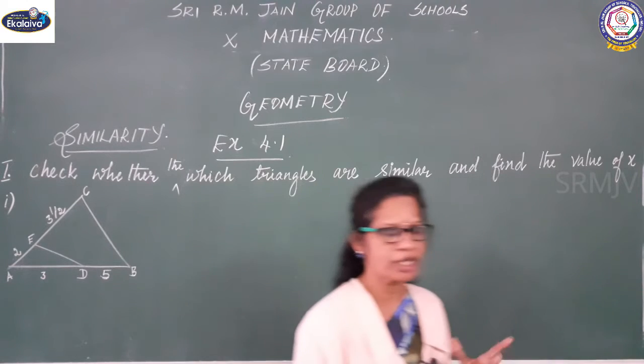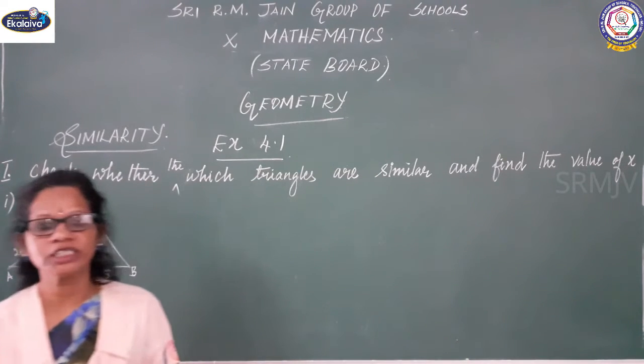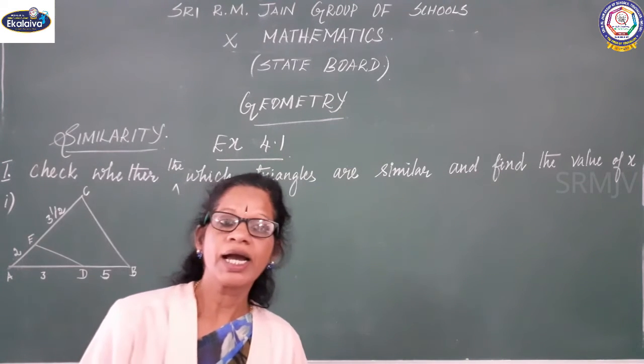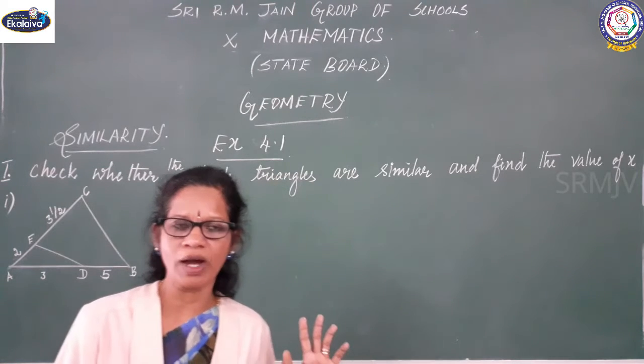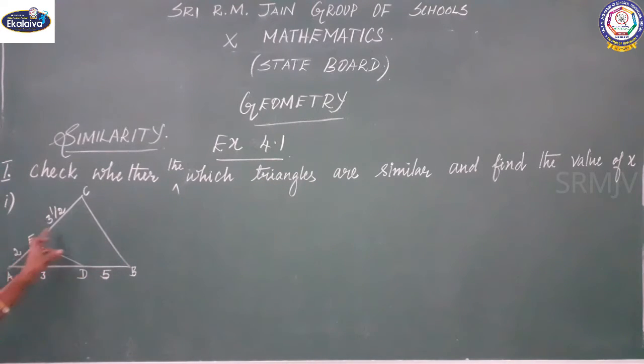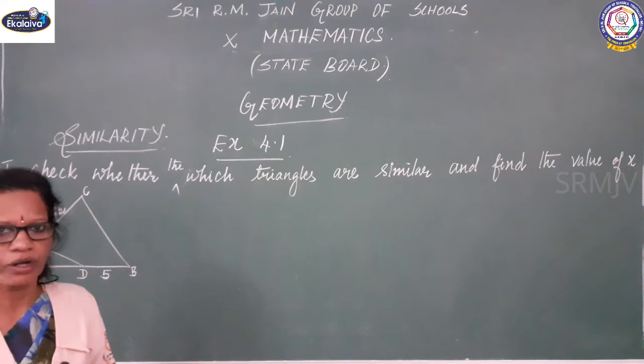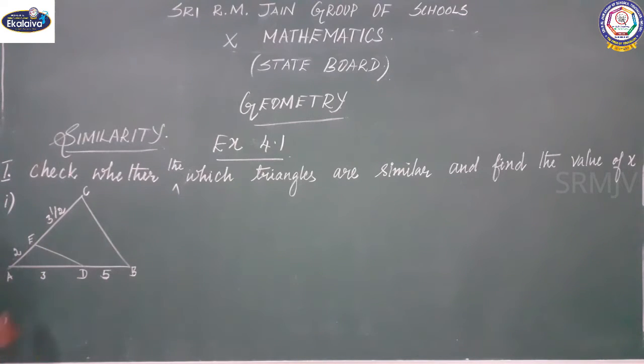Then I gave two conditions: corresponding sides are proportional, corresponding angles are equal. Here the measurements of the sides are given, which means you can adopt the first condition. Now you see, we are going to move through corresponding sides. AE by AC.